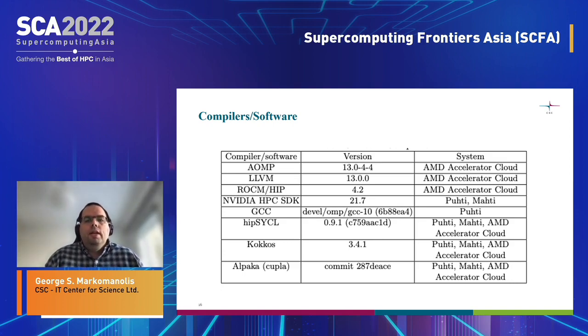And the comparison software, we really track everything because we would like to know what we can reproduce. So we had access to 2 supercomputers and 1, let's say, cloud. Puhti and Mahti are 2 supercomputers from CSC, and AMD Accelerator Cloud is a cloud access from AMD. We use AMD OpenMP 13, LLVM 13, ROCm HIP 4.2, and now there's a much newer version. We use NVIDIA HPC SDK 21.7, GCC, a really development version, HIP, SYCL, Kokkos, and Alpaka. So we track everything for reproducibility purposes.